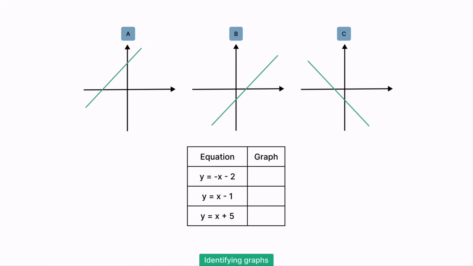And finally with this one, again, the one that stands out to me is this one here. It's got a negative gradient, so straight away, that's the only one here with a negative gradient. And with the other two, the gradient's the same, so they both are as steep as each other. However, the y-intercepts are different. So this one crosses through -1, so I can see that's going to be there, and that's passing through 5. So that's going to be B, and that's going to be A.